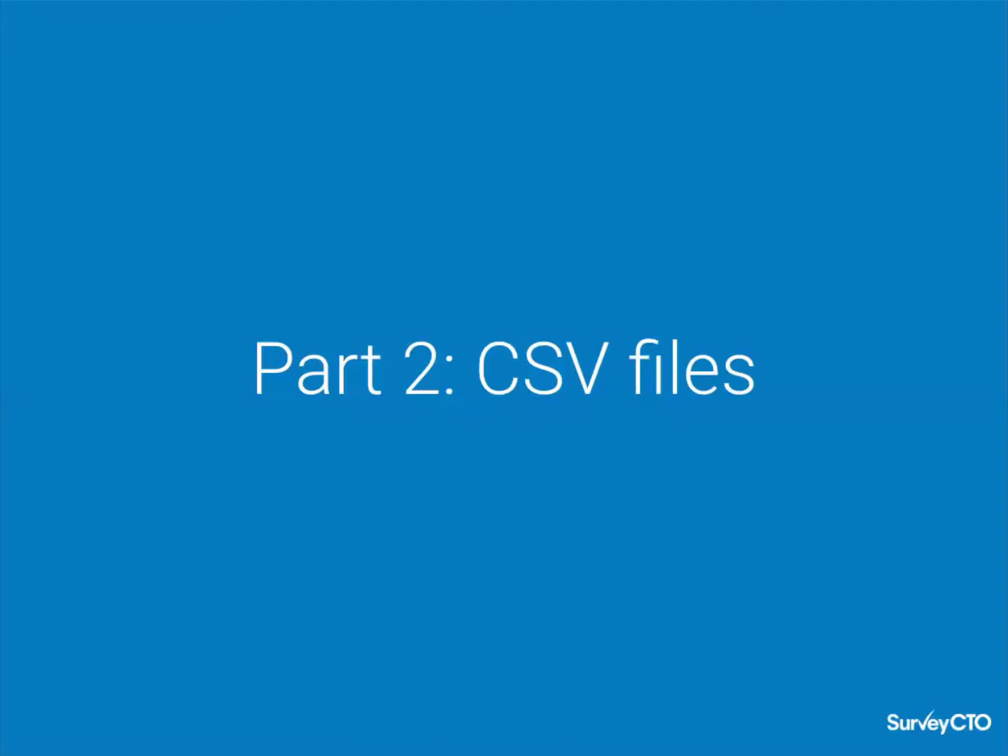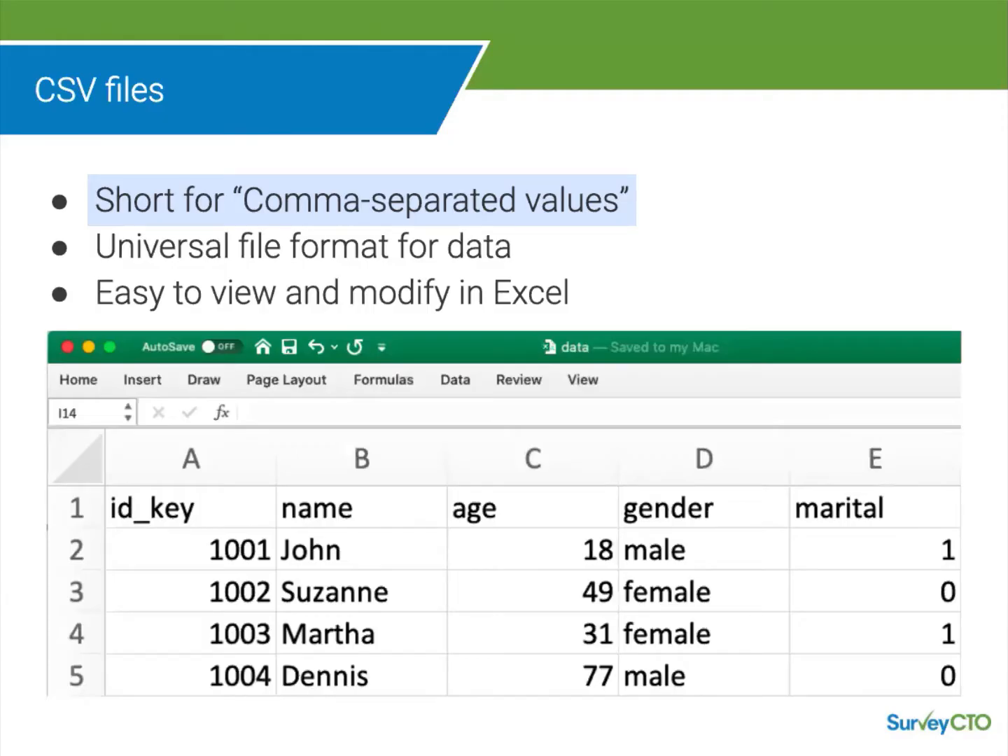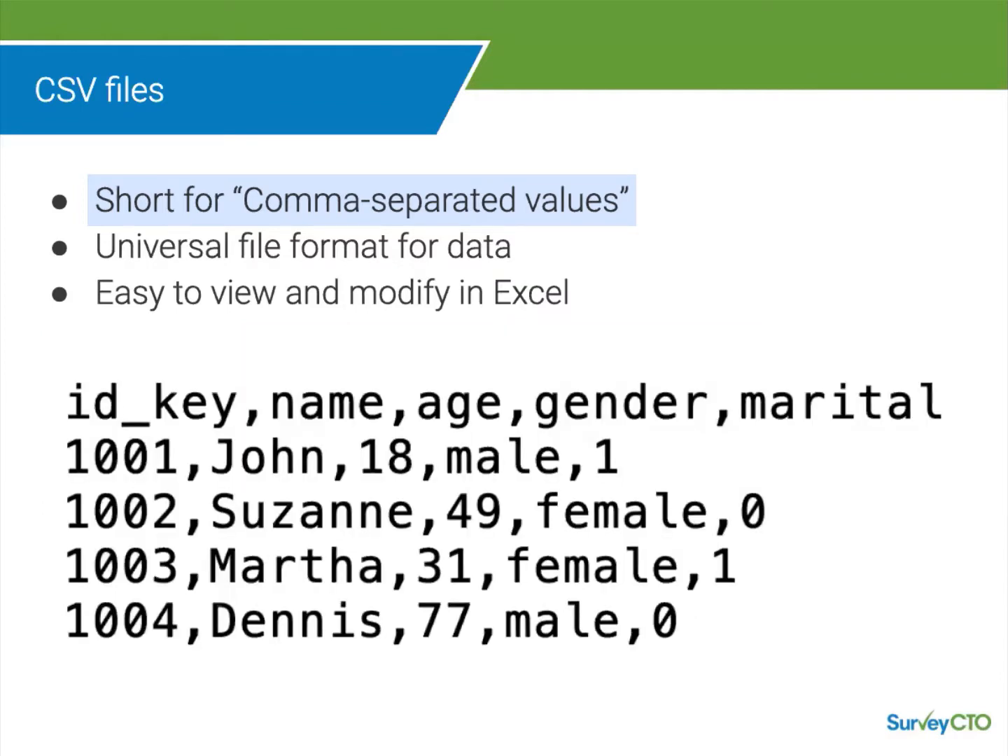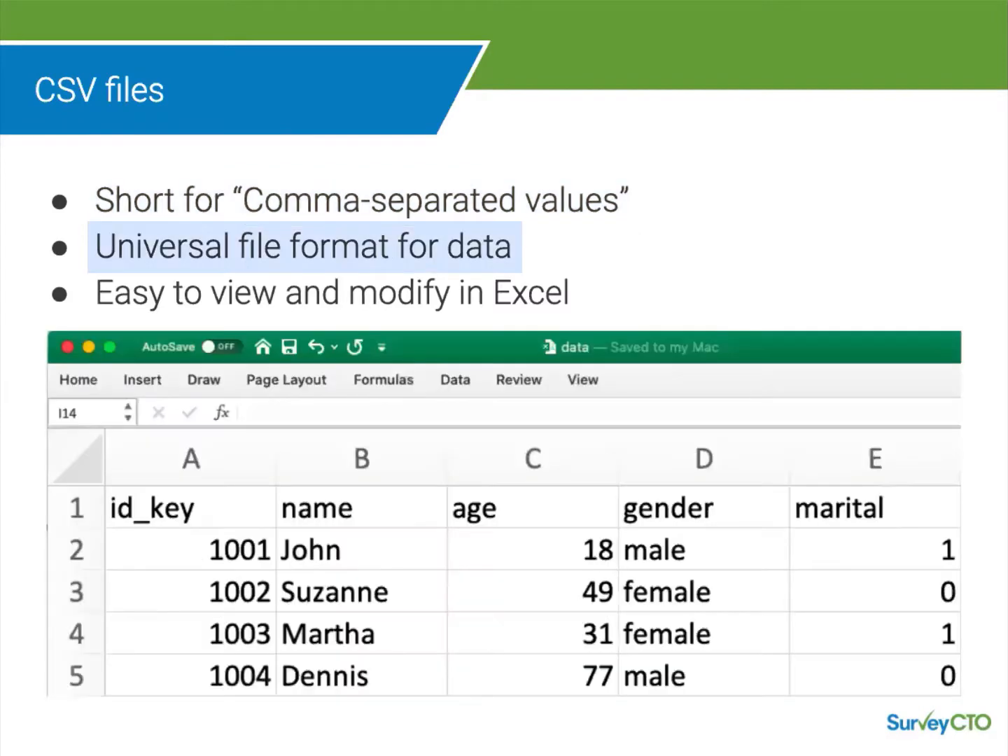Let's learn about CSV files and how they are used in SurveyCTO. CSV is short for comma-separated values. They are called this because in their raw form, they look like this. This is what a CSV file looks like in the text editor. Columns are separated by commas, hence the name, and rows are separated by line breaks. But of course, it is much easier to work within a spreadsheet. This is a great file format since it is easily read and understood by a massive number of applications.